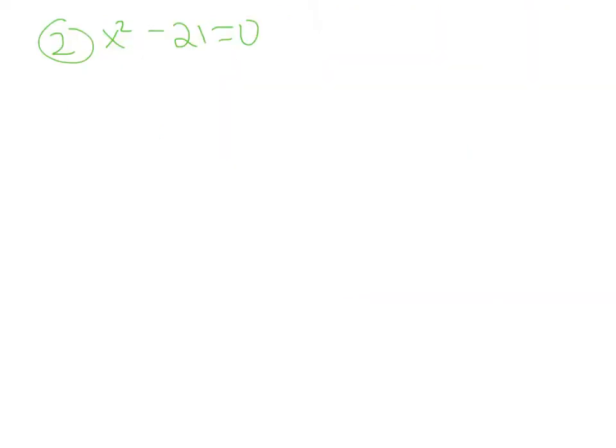The next problem is a little strange, but once you know what to do, you'll find it's actually very easy. So what we're going to do, we want to solve for x. We do that by adding 21 to both sides first. Then you end up getting x squared equals 21.